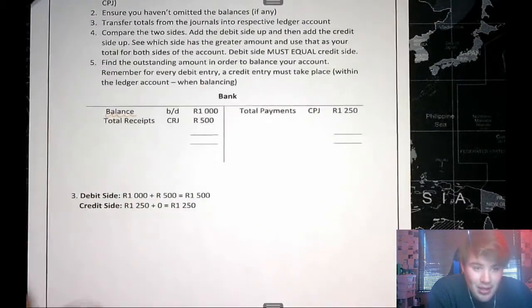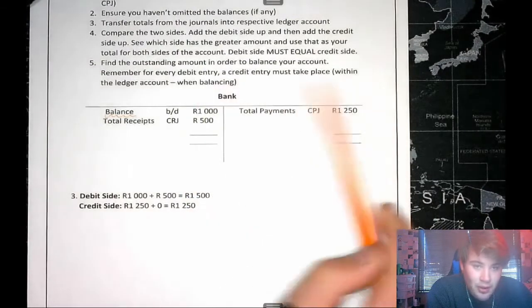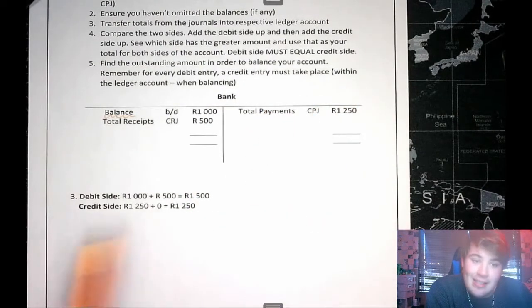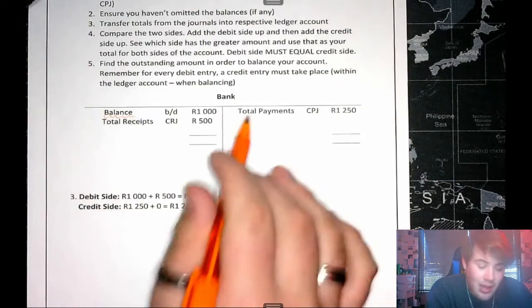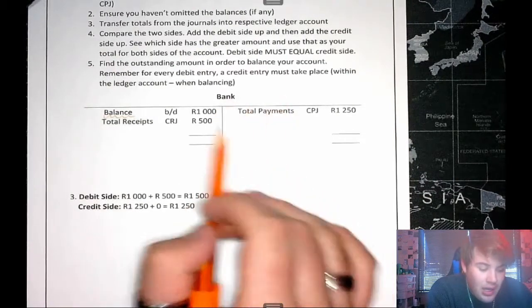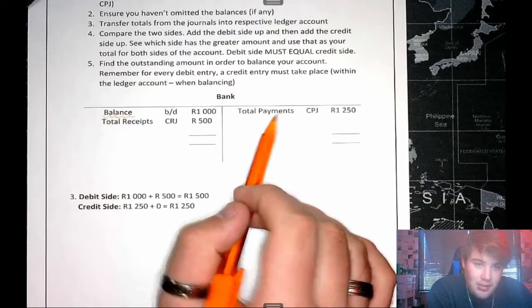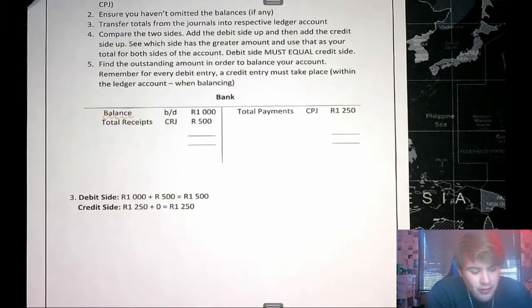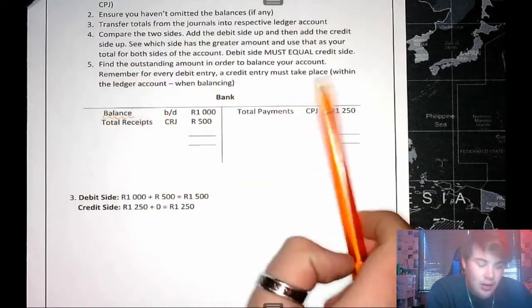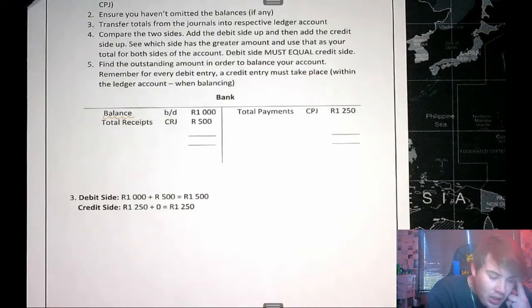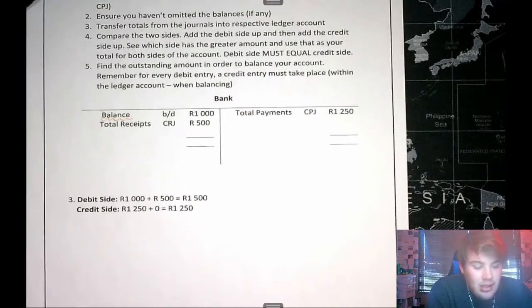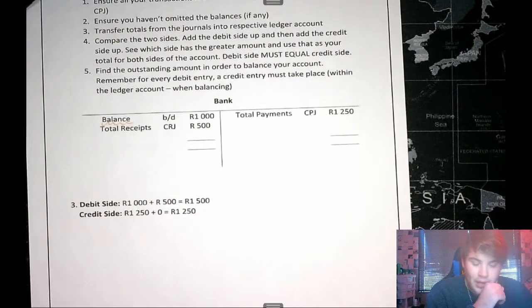Now the same thing for the CPJ. Instead of entering all the transactions individually into the bank ledger account, we can group it again and give it one heading called total payments. Once we have finished transferring from the journals into our ledger accounts, we can then go to step 4. Now this is where we begin to balance the account. So steps 1 to 3 are your usual transferring from the CRJ and CPJ into the ledger accounts. Step 4 is where we begin to balance the ledger accounts.